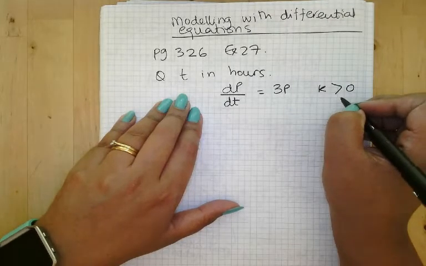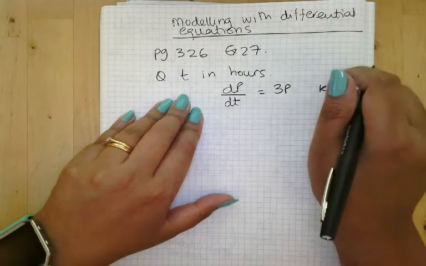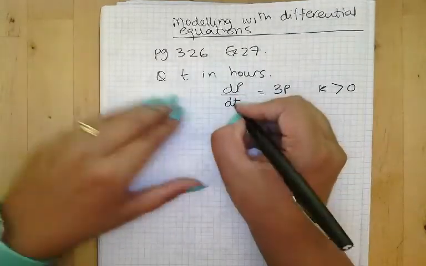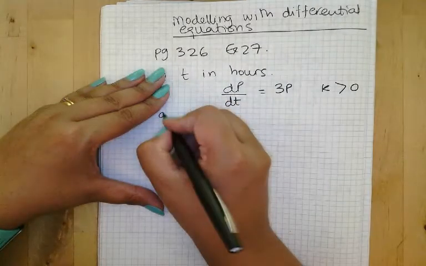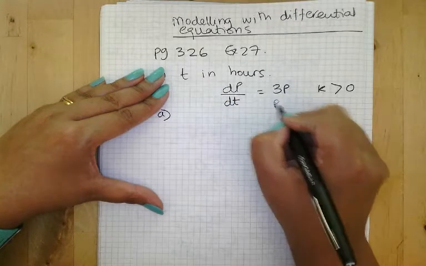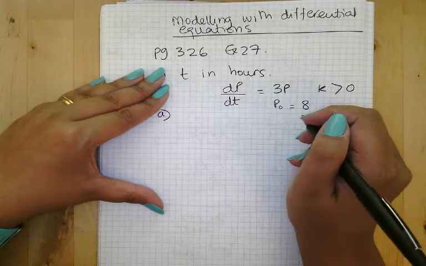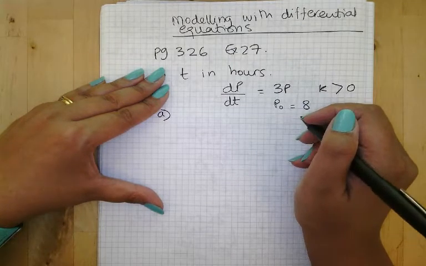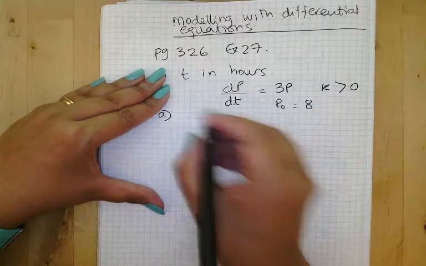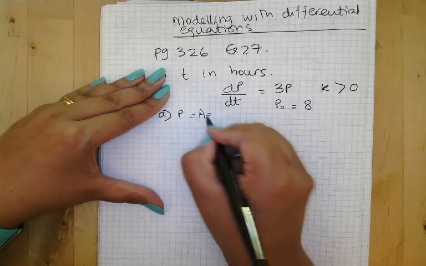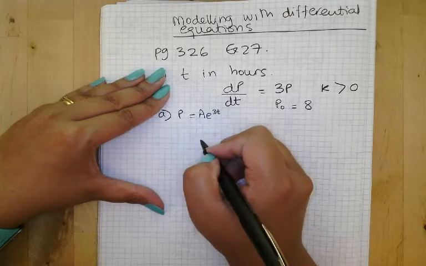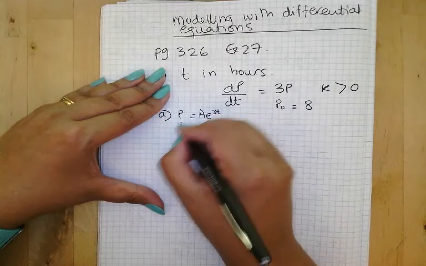And it says initially the population was of size 8. So basically initially the population size was 8, so we write P0 equals 8. Find a model for P in the form P equals Ae^(3t), stating the value of A.